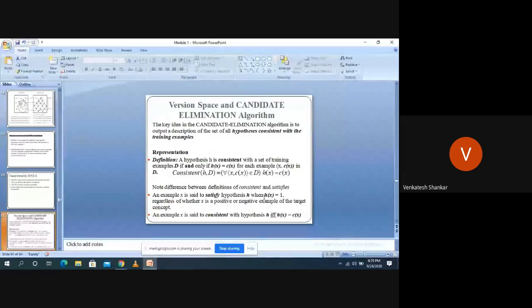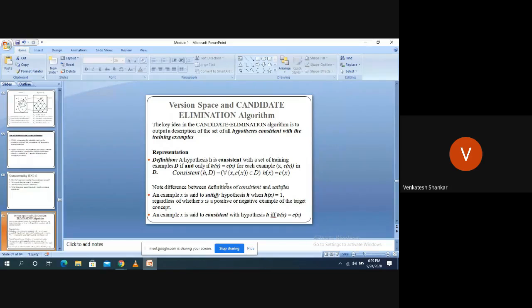H of X is equal to 1, H of X is equal to positive, the particular target value. H of X equal to 1 means it satisfies. The next one is consistent: it is consistent if and only if H of X is equal to C of X.